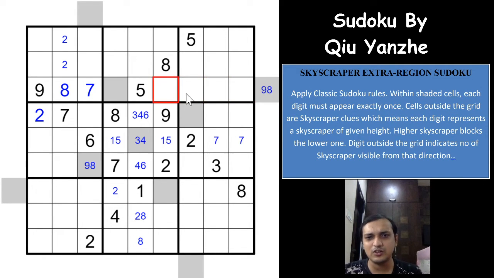And 6 cannot be in any of these 3 cells because of the same reason, which means 6 has to be here. Okay, so the first cell will have to be either 1 or 2. The second will have to be 1, 2 or 3. But 3 is eliminated, so 3 cannot be. So you have a 1, 2 pair.